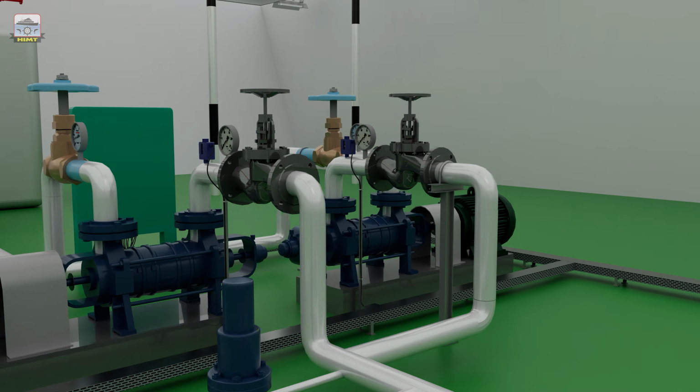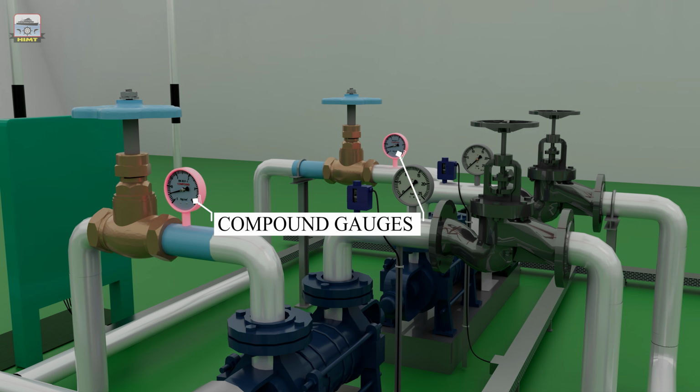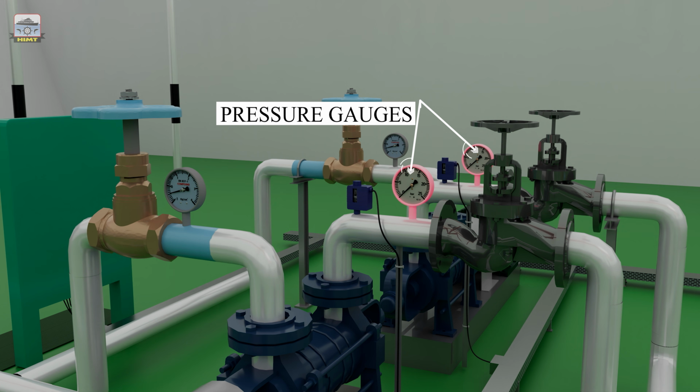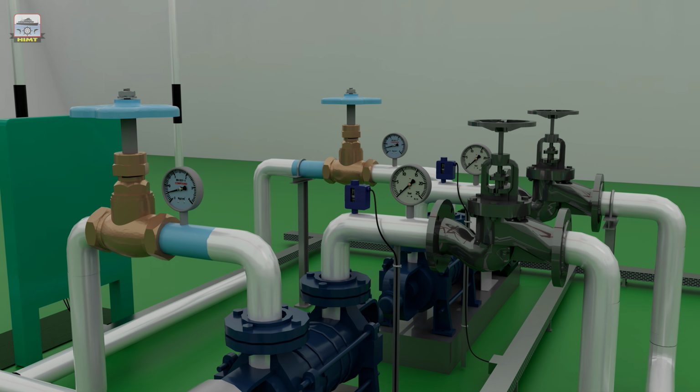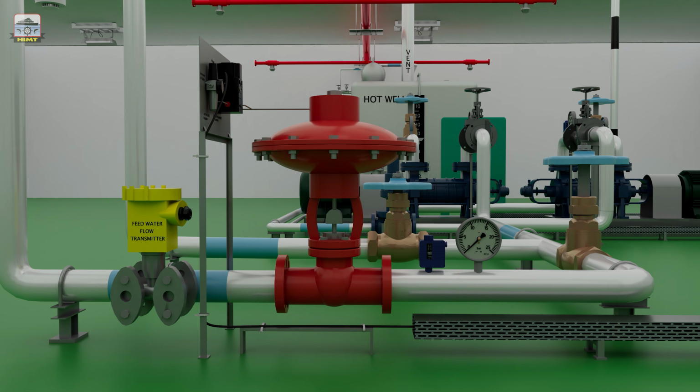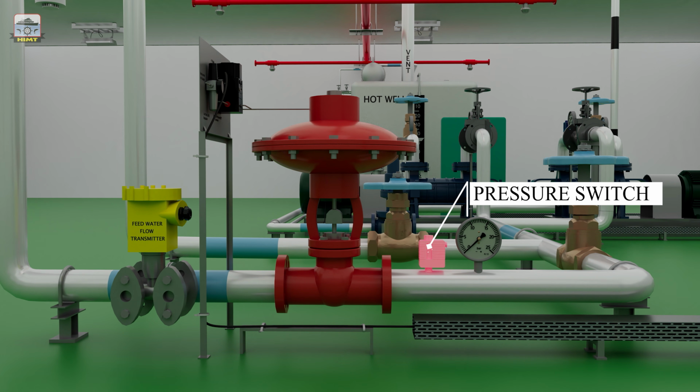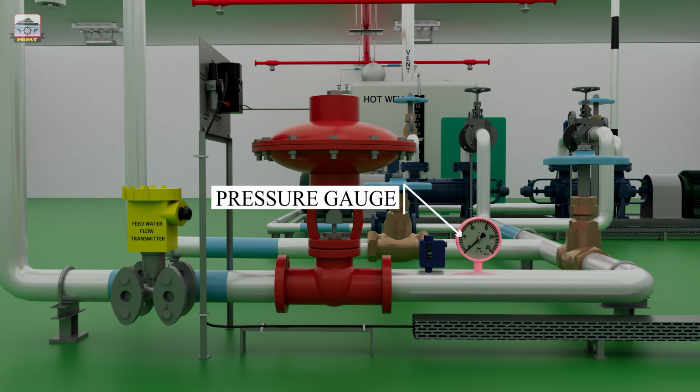The other instruments fitted in the system are compound gauges at the suction side of the feed water pumps, pressure gauges at the discharge side of the feed water pumps, pressure switches at the discharge side of the feed water pumps for automatic start of standby pump in case of pressure going down in the discharge side of the running pump, a pressure switch for giving feed water low pressure alarm, and a pressure gauge in the common discharge line.